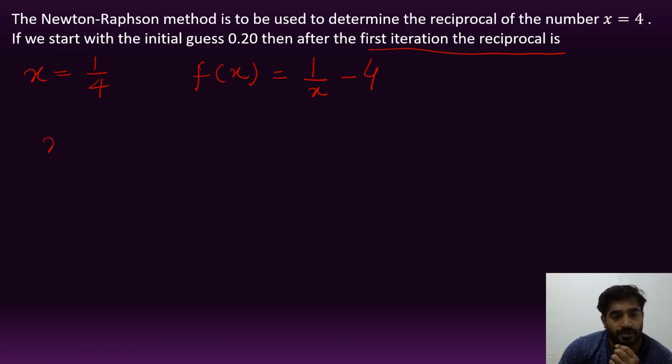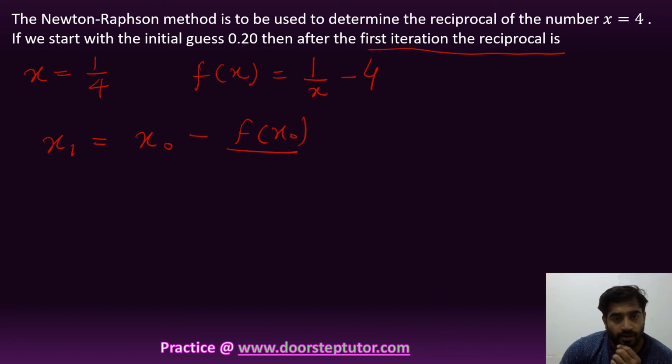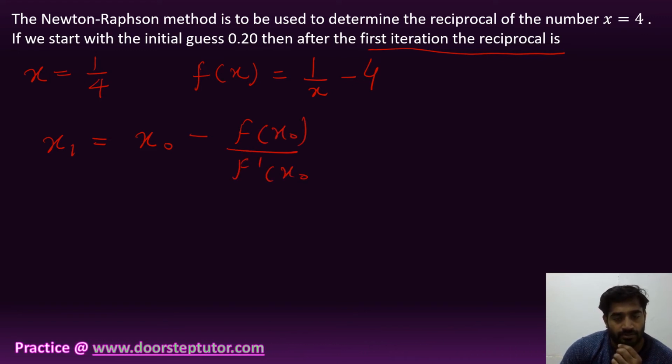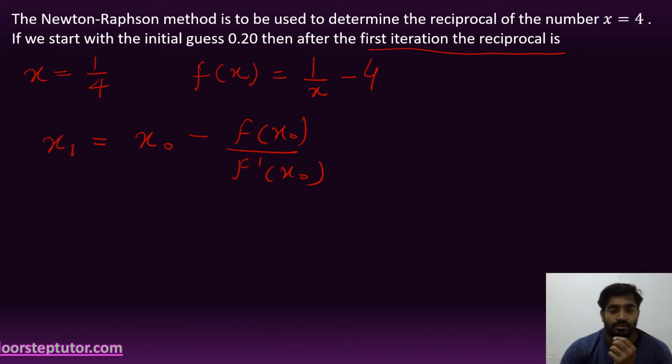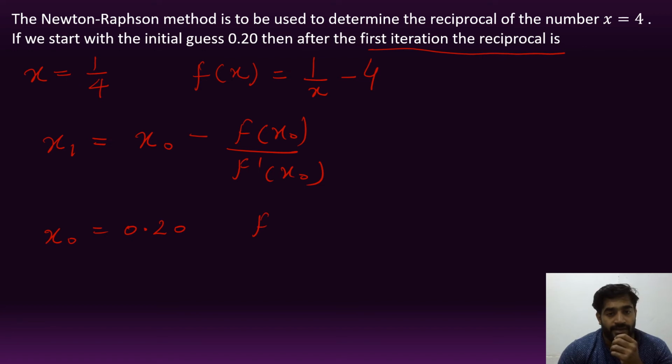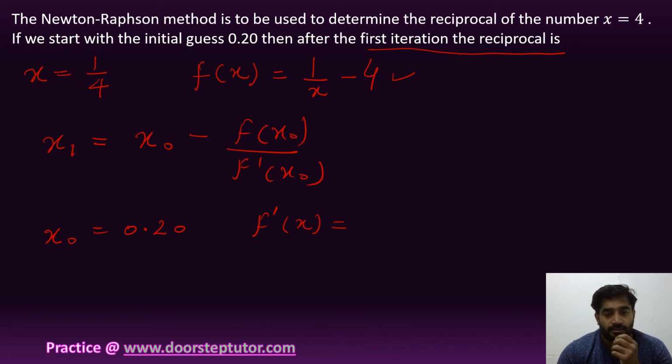What is the formula for the first iteration we derived? That is x1 is equal to x naught minus f(x naught) upon f dash (x naught), isn't it? Now what is x naught? x naught is actually 0.2. And what is f(x)? f(x) we have this one. What is f dash (x)? f dash (x) is minus 1 upon x square.